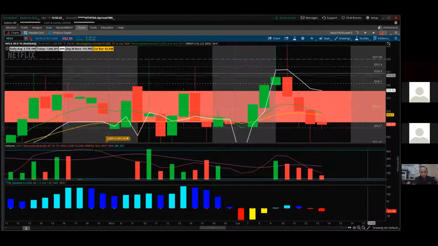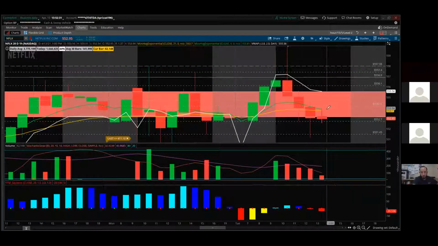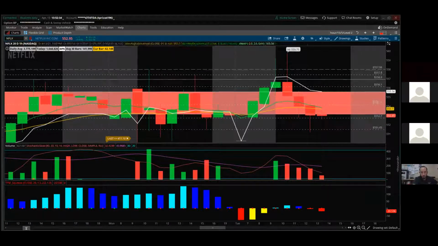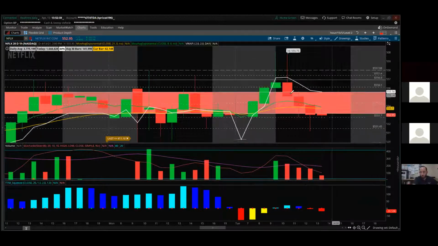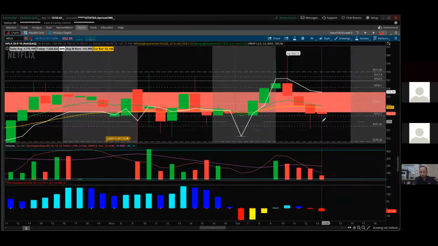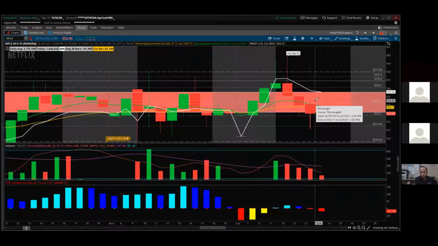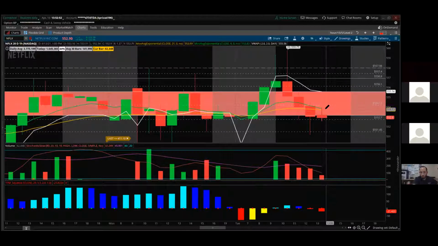Also, keep in mind, 558 is a weekly resistance level. 557 is a monthly resistance level. So Netflix needs to have some heavy volume to get over these levels because the sellers don't want it up there just yet. Also, it tried to bounce off the 551. It bounced. The buyers could not reclaim the 555. And then the sellers came in and they've been bringing it down ever since.